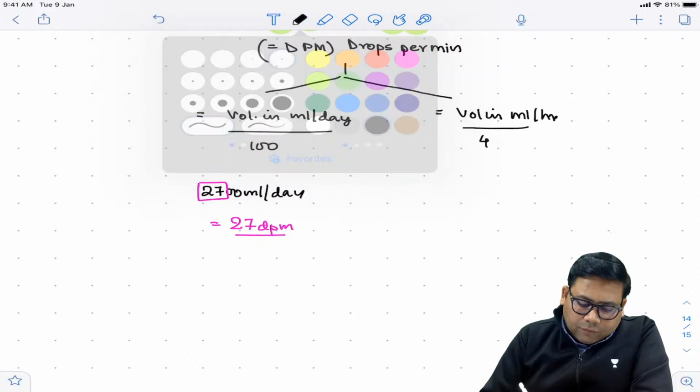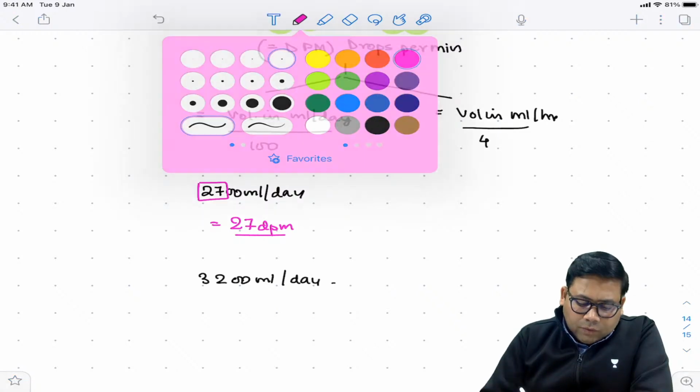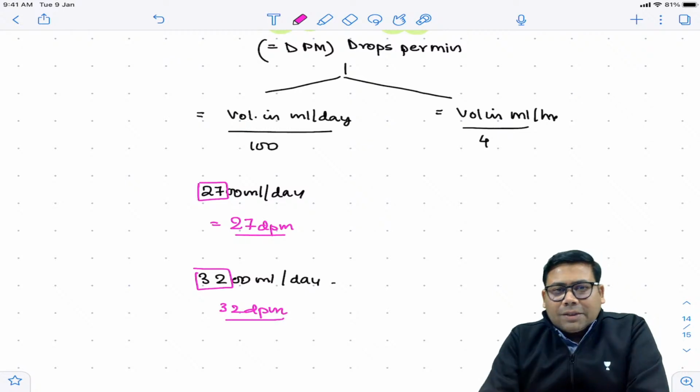If you talk about 3200 ml per day, it will give you 32 drops per minute. This is 32 drops per minute. This is very simple. This is making it easy and interesting. So 27, 32, this is all.